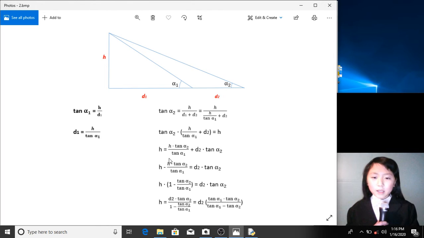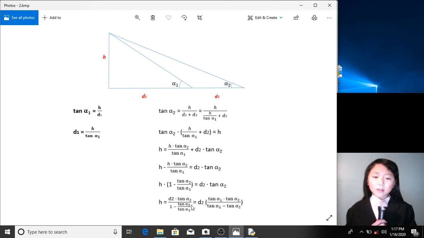On this side of the equation, we can take h out by this divided by h, which equals 1, and this fraction divided by h equals tangent of 2 over tangent of 1. I put that in brackets and then times the h. So this and this are the same. So it equals d2 times tangent of 2. Finally, each side I would divide by what's in these brackets. So we get h equals d2 times tangent of 2 over what was in these brackets.